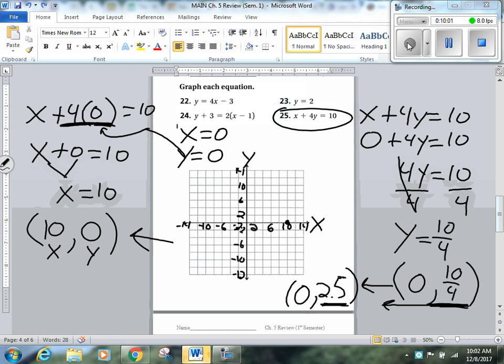So now I have to graph 2.5 on my graph. So I find 0, 2.5, 0's in the middle. I go up to 2.5. Here's 2, here's 4, 2.5 is something around there. Now that I have 2 points on the graph, I take out my handy-dandy ruler and go ahead and graph those 2 points.